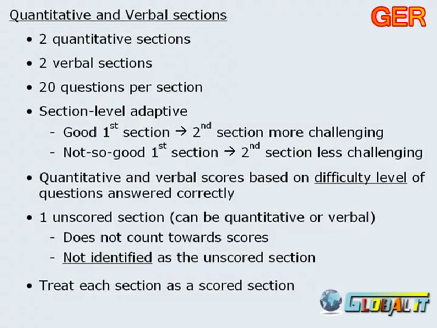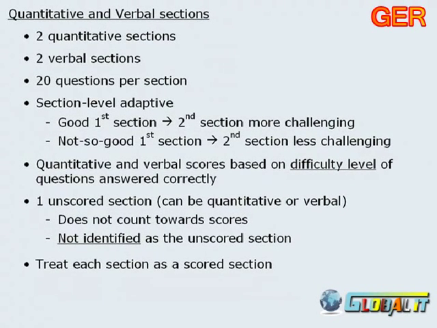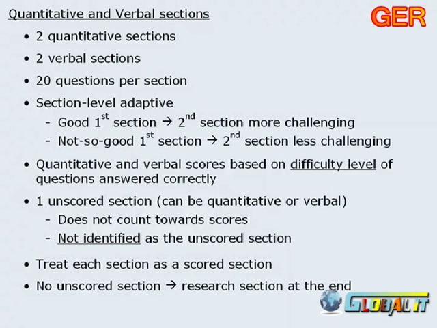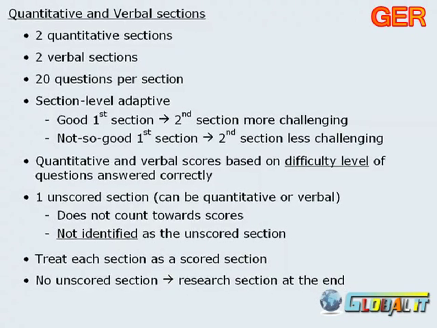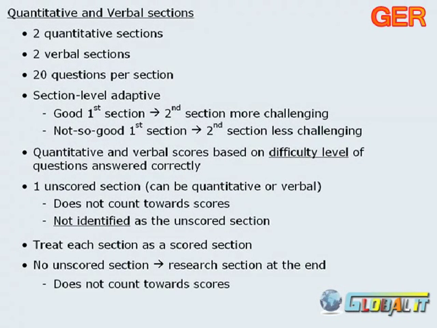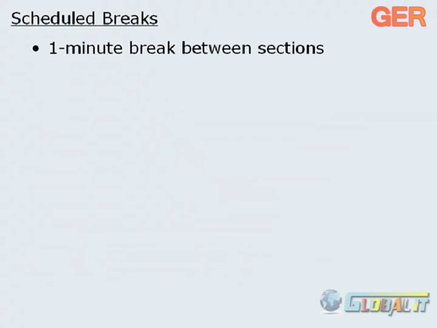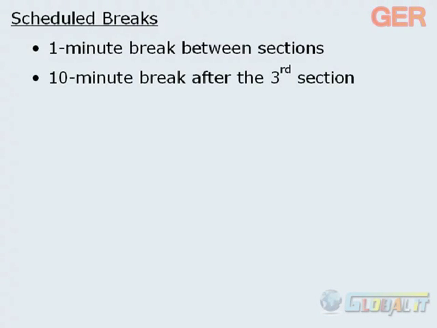Now, it's also important to note that on rare occasions, some test takers will not get an unscored section. In these situations, they will receive a clearly marked research section at the very end of the test. As with the unscored section, the research section will not count towards any of your scores. Now, as far as breaks go, you will get a 1-minute break between each section of the test, and after the 3rd section, you will get an optional 10-minute break.